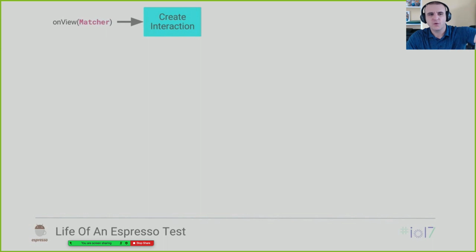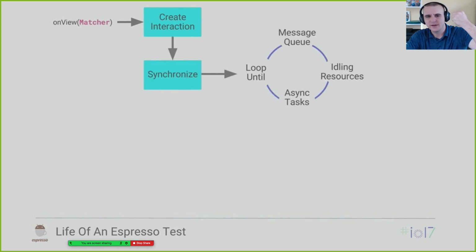So we already talked about the way you find a view. On view matcher, I grabbed a view from the UI. So one of those boxes out there, maybe it's a button, maybe it's a container, edit text, whatever. I basically grab that, and now I have my interaction.